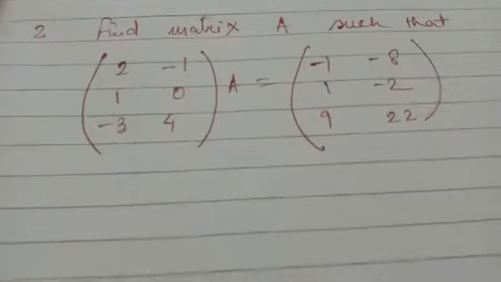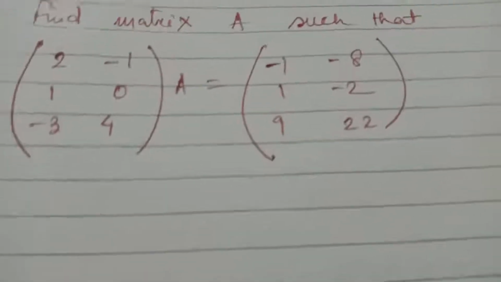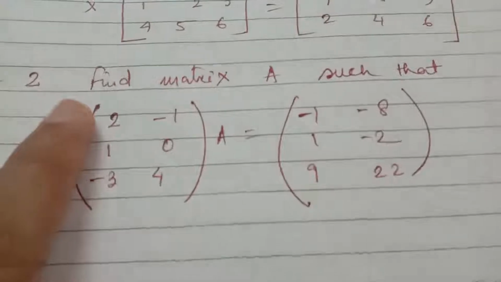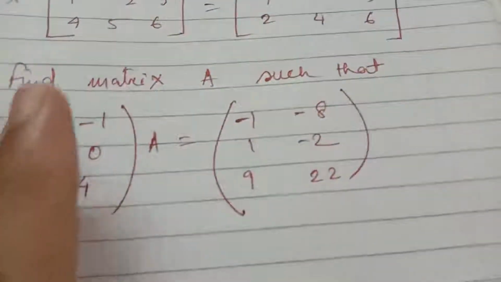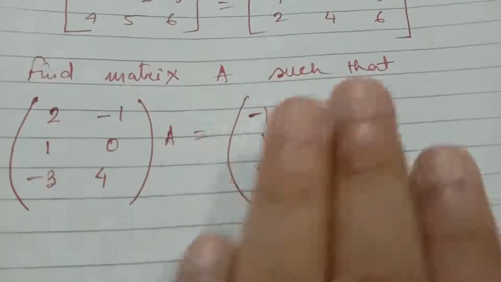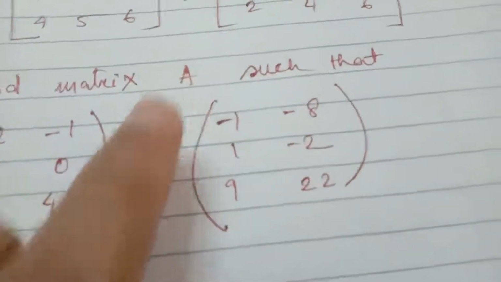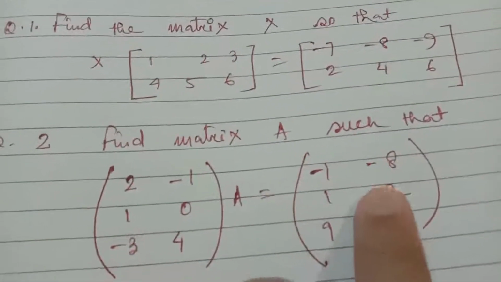Now, I have taken a question from CBSE board exam. Such type of questions are also given in an NCERT book. Find the matrix A such that this into matrix A equal to this matrix. You have to find a matrix A such that product of these two matrices is equal to this one.